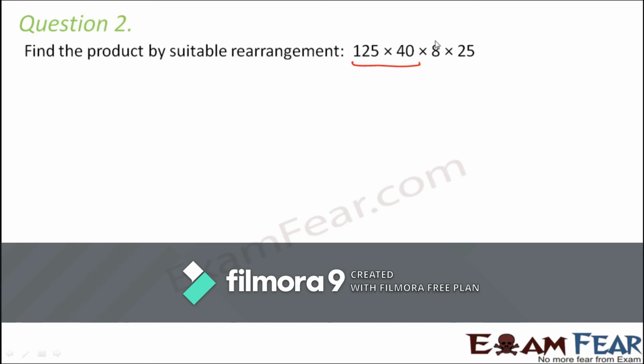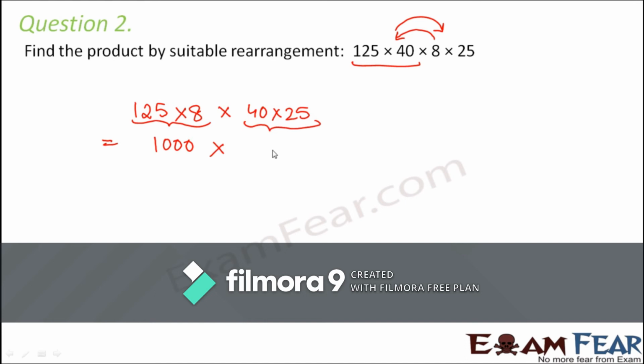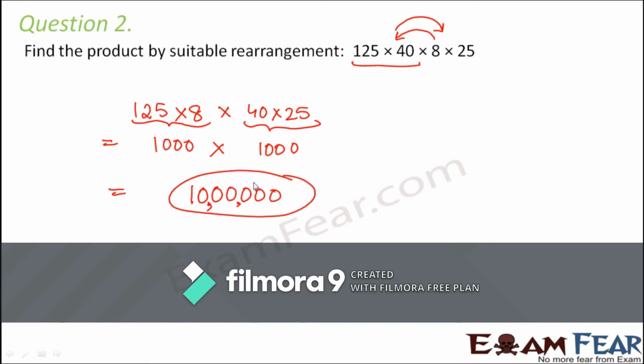So to make it simpler, what we do, we will bring 8 here and we will take 40 here. So we will just change their positions, that is as per the commutative property. So we will make it 125 into 8 into 40 into 25. So now multiplying this is comparatively simpler, and this comes out to be 1000 and this comes out to be 1000. Therefore the result is 10 lakhs.